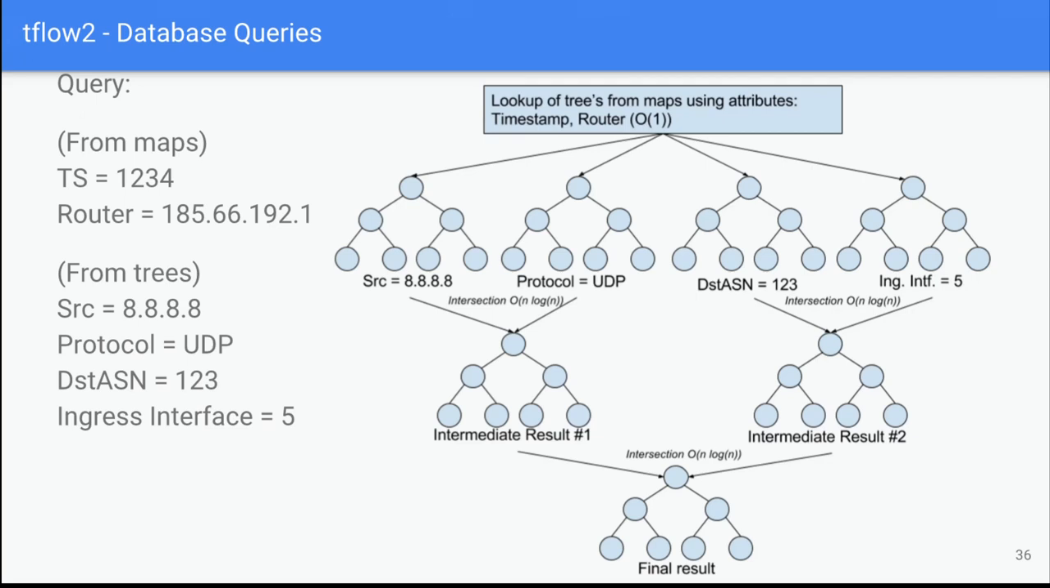Once you're done with these two, you do the same thing with the two trees on the top right. You traverse the left one, take every element, do a lookup on the right one, see if it's there or not, and build the intermediate result tree. Then you have two intermediate result trees, and then you find the common elements again, and then you have the final result. And then you have all the flows here that fulfill all the criteria that you wanted.